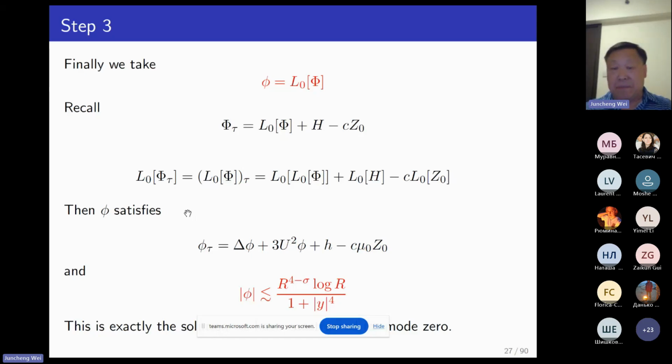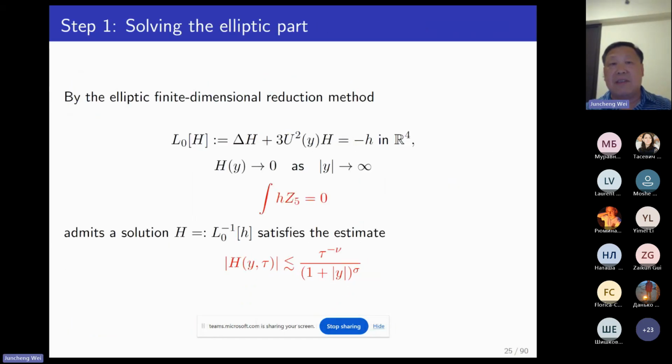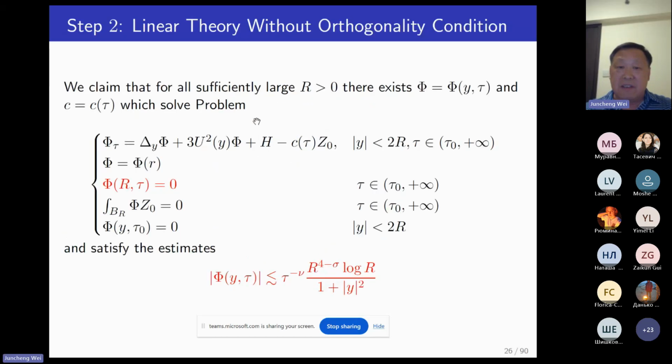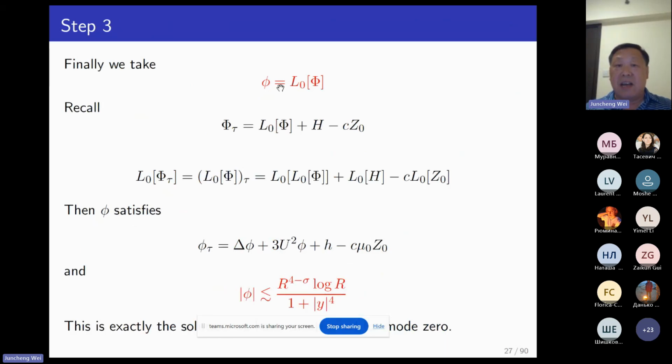This is exactly the solution I claim for mode 0. Let me just repeat. First, I solve the elliptic problem and get a big h. Then I use this big h as a source. I solve the parabolic problem without putting any condition. Then I take L0 times big phi, and this will be the solution I want. And this solution is like R to the 4 minus sigma log R over 1 plus y to the 4. So these are the 3 steps.